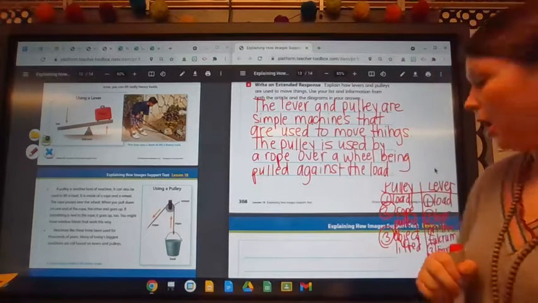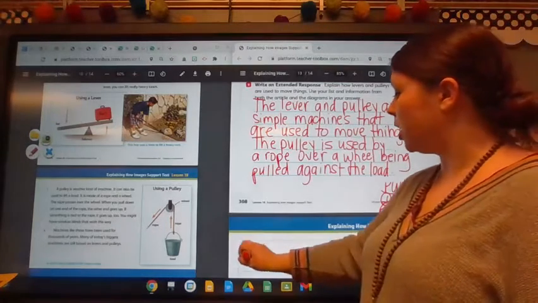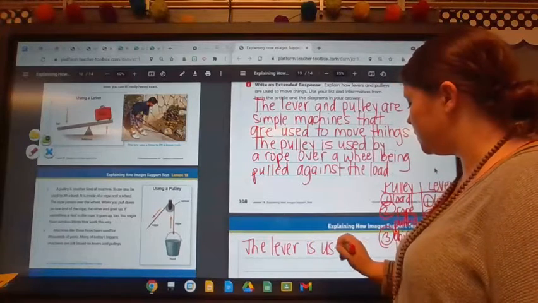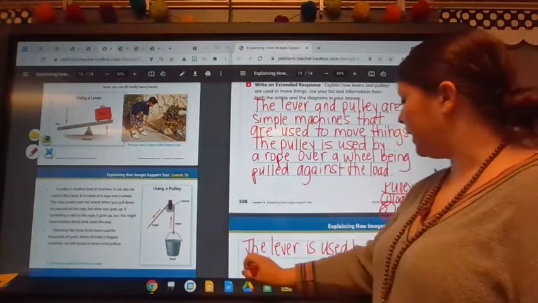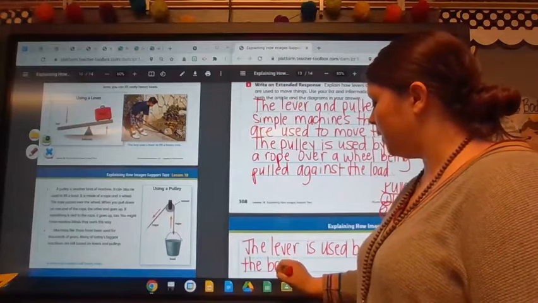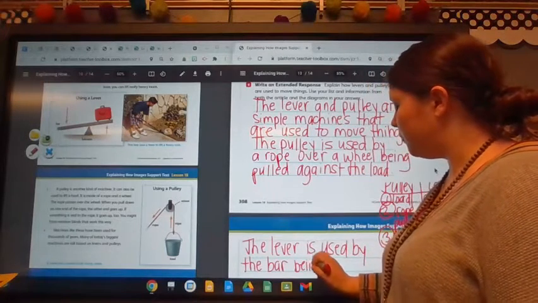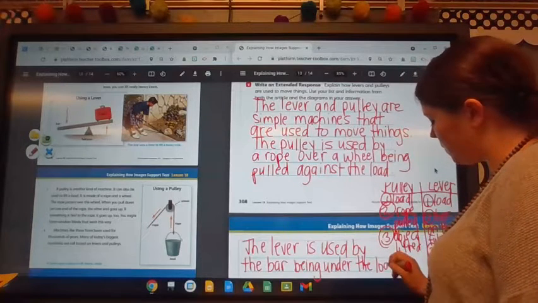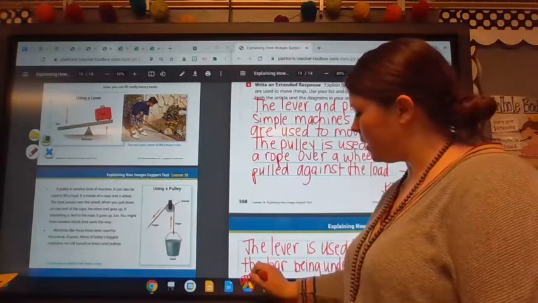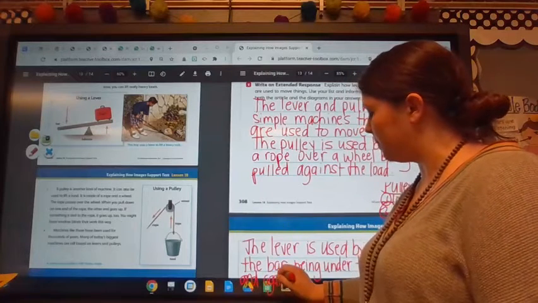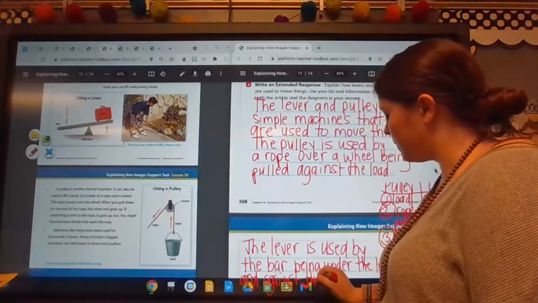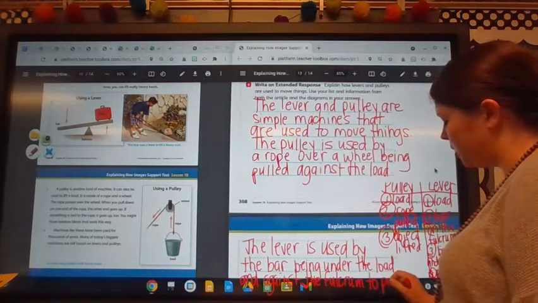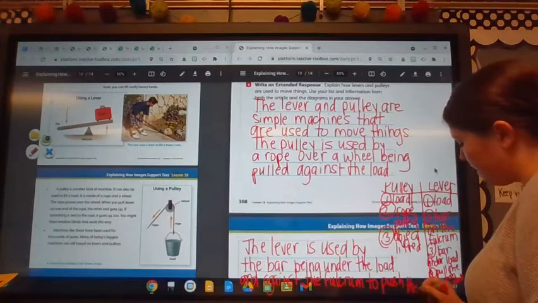Okay? All right, now how is the lever used? The lever is used by the bar being under the load and against the fulcrum to push the object. Okay?